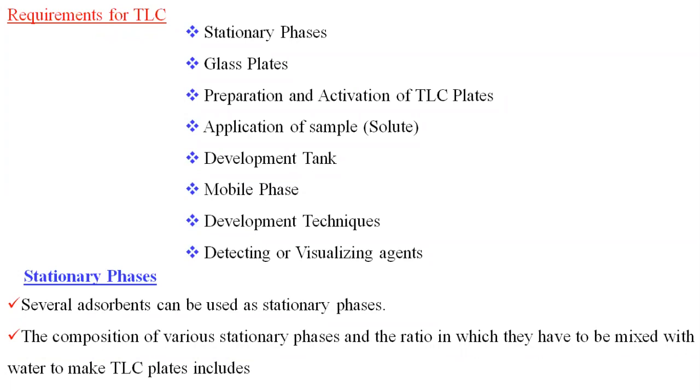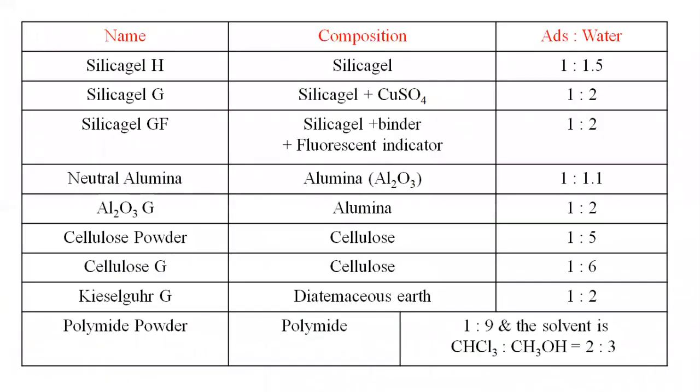To coat the stationary phase on the glass or aluminum plate, we prepare a slurry, taking specific ratios of adsorbent and water, mixing them together, and then coating the plate. Here are the different types of stationary phases we use: the name of the stationary phase, its composition, and the ratio of adsorbent and water. Silica gel H is nothing but only silica gel, and here the ratio is 1 to 1.5.